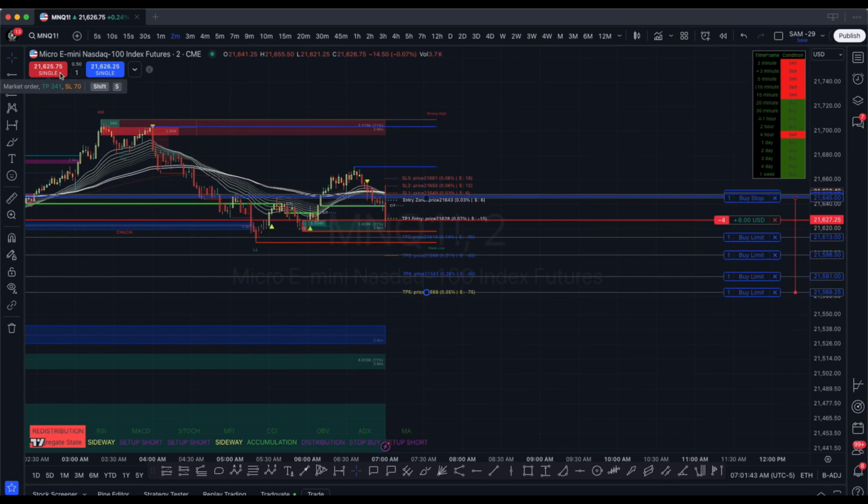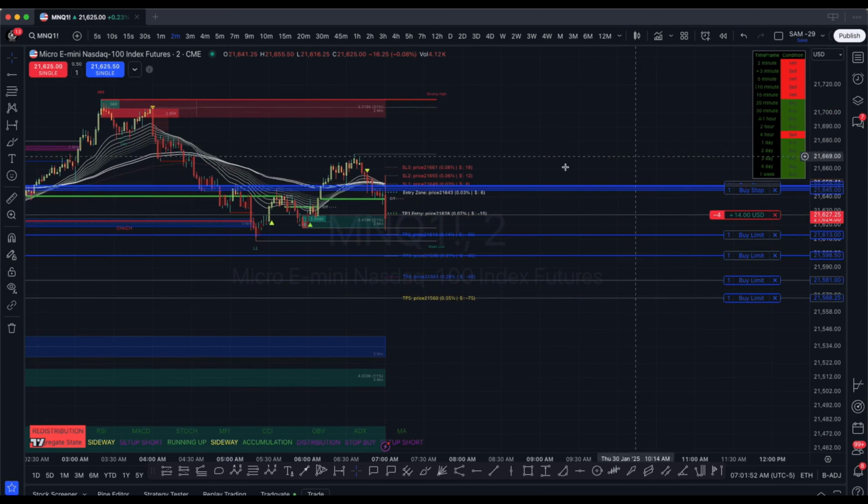Then I prefer to trade in a way that each of my orders, each of my quantities, is 1. So when I trade like that, each of my quantities is like this. When I press shift, it will go here. And then we manage the reward, because I trade mini NQ.